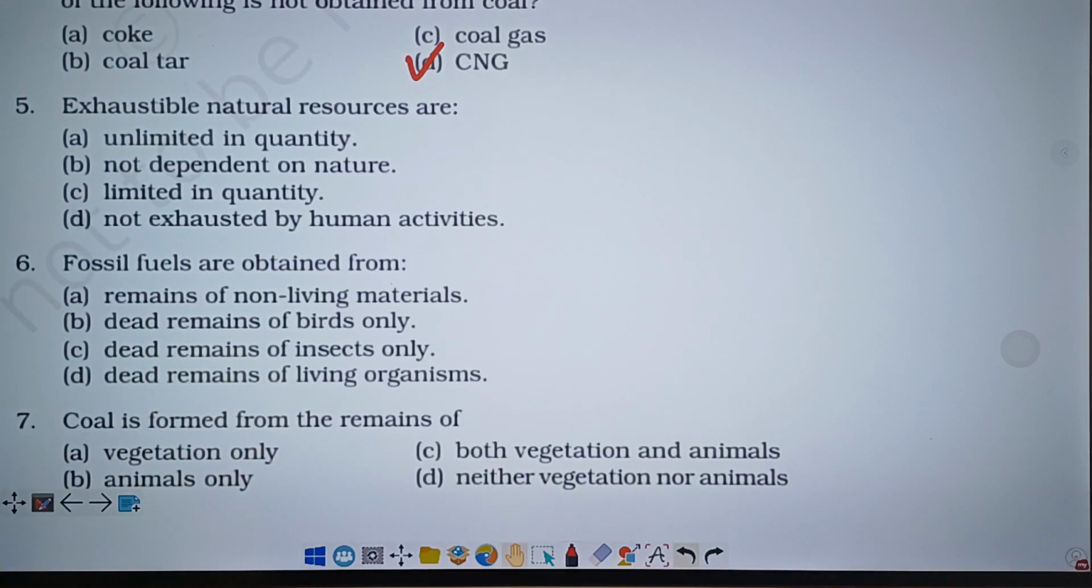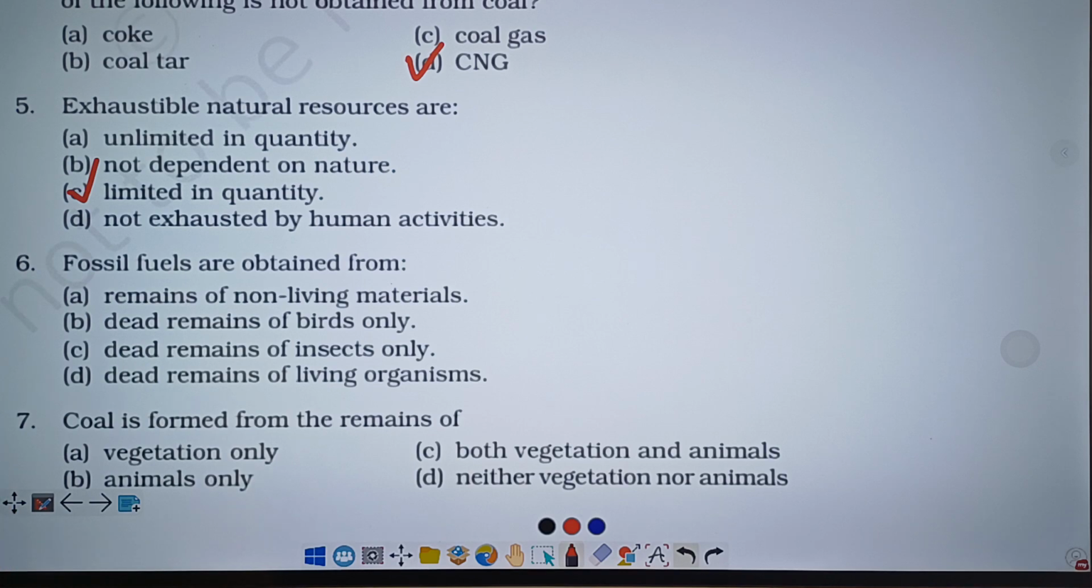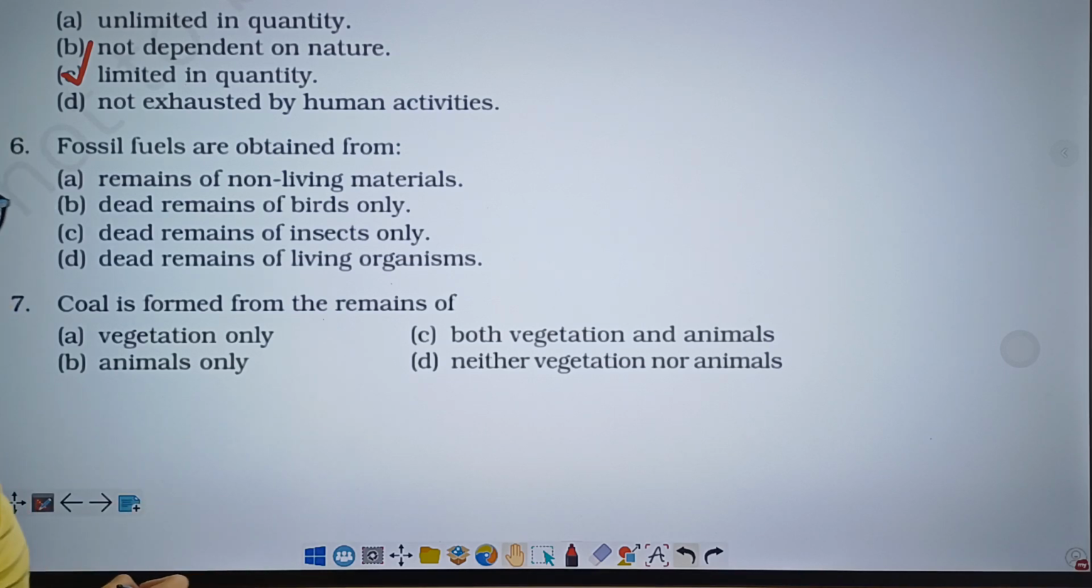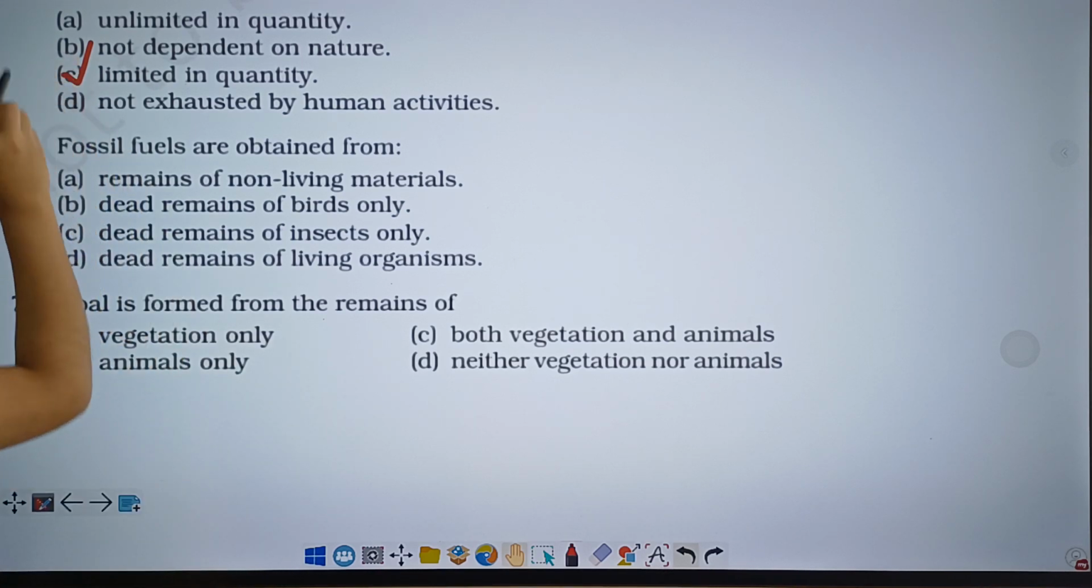Okay, let's move on to question 5. Exhaustible natural resources are, and here are the options, A, unlimited in quantity, B, not dependent on nature, C, limited in quantity, and the final option, D, not exhausted by human activities. The correct answer will be limited in quantity, option C. Because exhaustible resources are exhaustible due to the fact that they are limited in quantity, as they can run out. If they were unlimited in quantity, then there would be no way for them to run out. Hence option C is the correct answer.